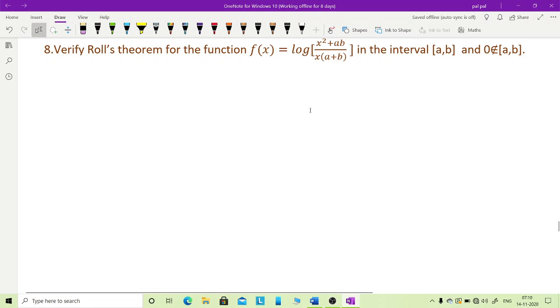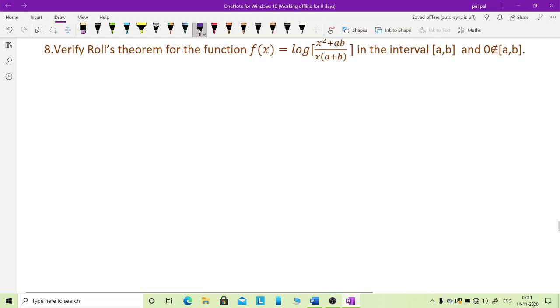Verify Rolle's theorem for the function f of x is equal to log of (x square plus ab) by x into (a plus b), in the interval [a, b]. They did not mention particular values for a and b, so [a, b] is any interval, but that interval should not consist of 0. So you have to take the interval such that 0 does not belong to that interval. To verify this Rolle's theorem, first you take the function f of x.